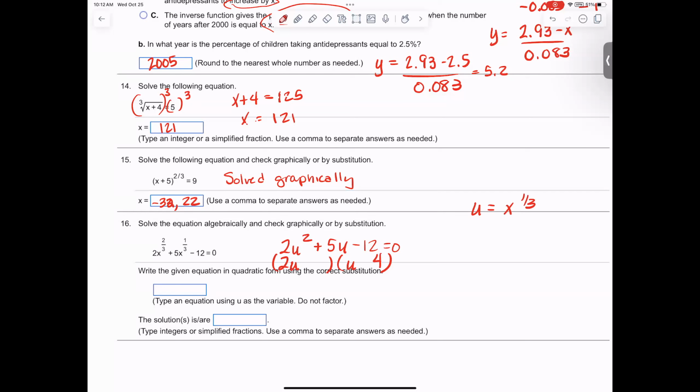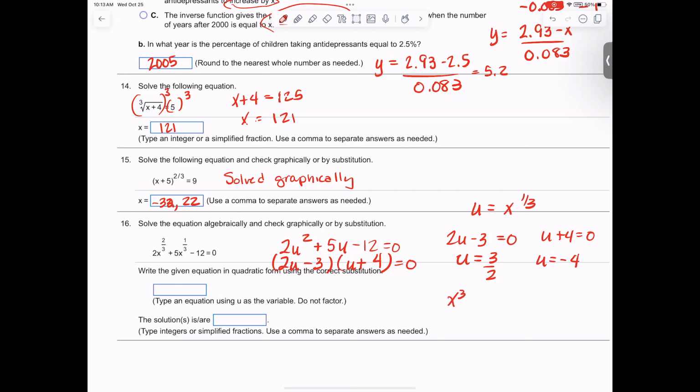Four and 3, plus and minus. So 2u minus 3 equals 0 and u plus 4 equals 0. And therefore u is 3/2 and u is -4. I added 3 and divided by 2.